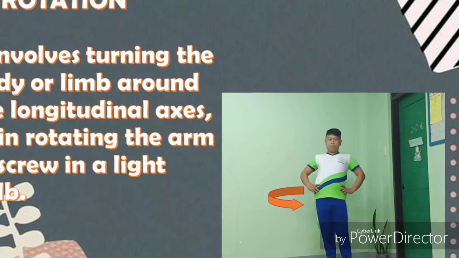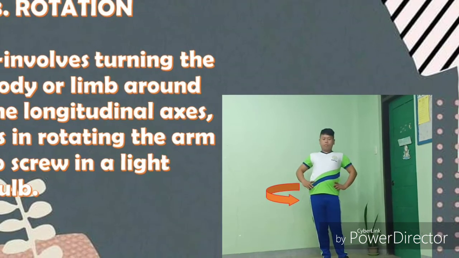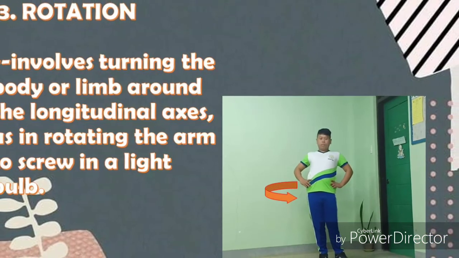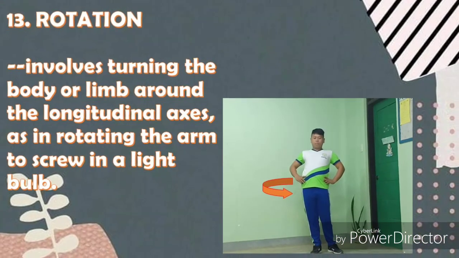And the last movement is rotation. This involves turning the body or limb around the longitudinal axis, as in rotating the arm to screw in a light bulb.